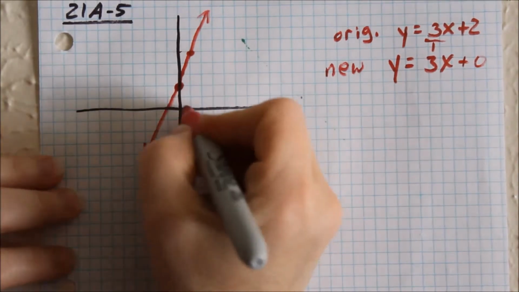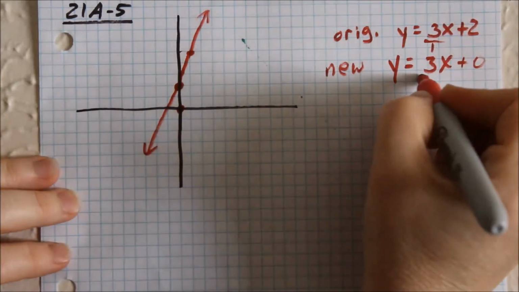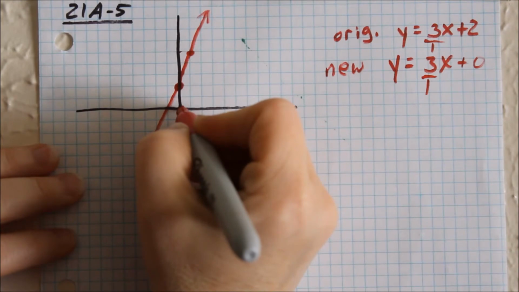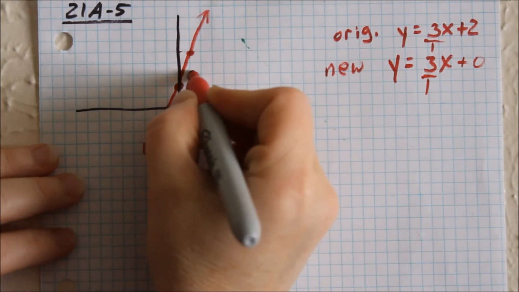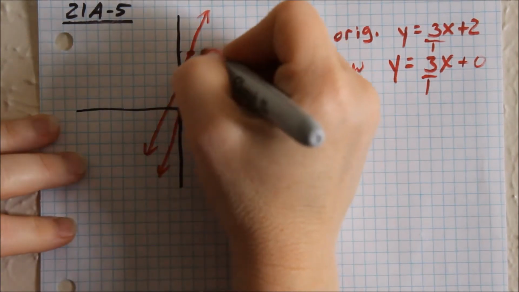So I'm crossing the y-axis at the origin. Again, I still should have the same slope, 3 over 1. So from the origin, from the y-intercept, I can count up 3, 1, 2, 3, and then go over to the right 1. And then that is my new line.